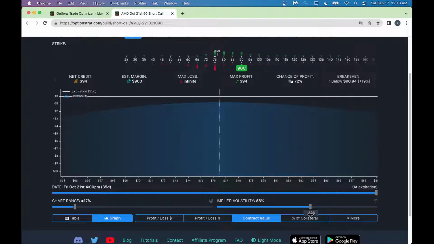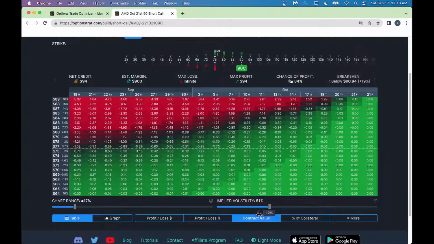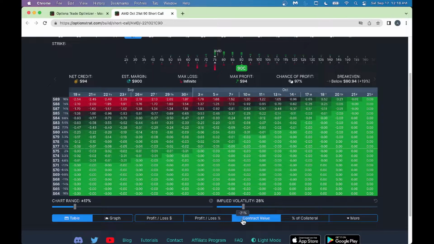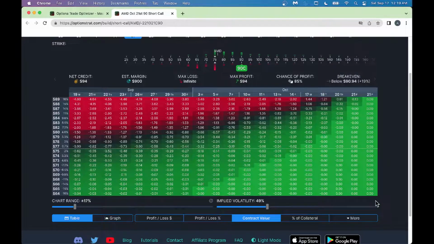It's a good indication. You can go to table view and you get a better picture here. Look, as implied volatility decreases, you'll make more money because you sold a call option. But as implied volatility increases, you'll start losing money. That's why it becomes more and more red. So when you sell options, implied volatility increasing is not a good one. You want implied volatility to decrease. So I could click on this and reset and go back to normal.